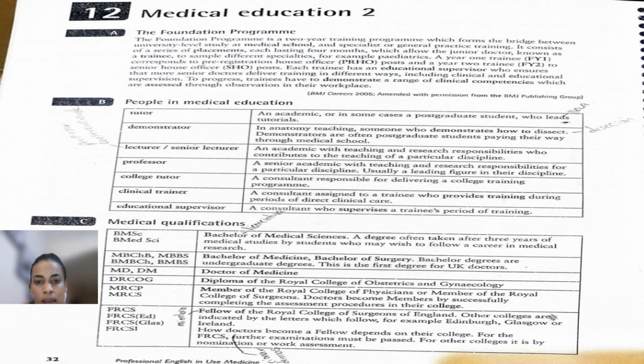For example, pediatrics. A year one trainee, FY1, corresponds to a pre-registration house officer post, and a year two trainee, FY2, to a senior house officer post.